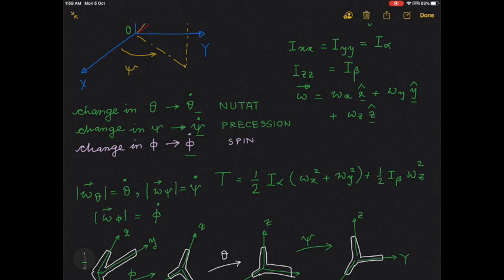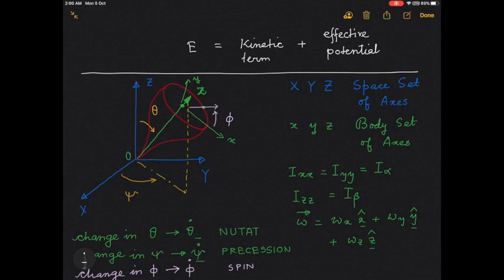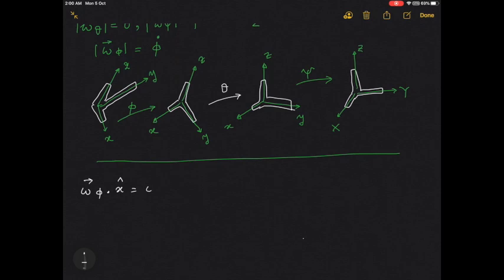So let us do that. Let us just write down these components. Omega phi is along this, which is along the body z axis. So both the body x and body y components are 0. So this is 0. Omega phi dot y cap is 0. Omega phi dot z cap is phi dot. So phi dot is completely along z.